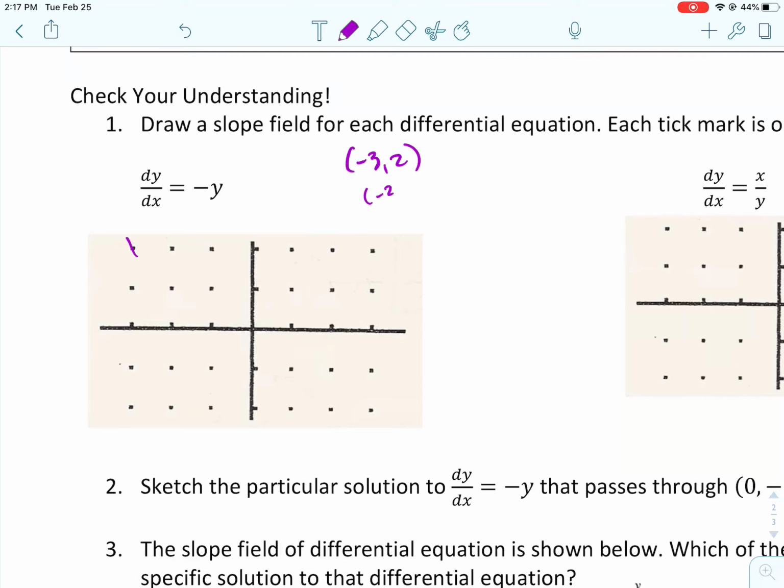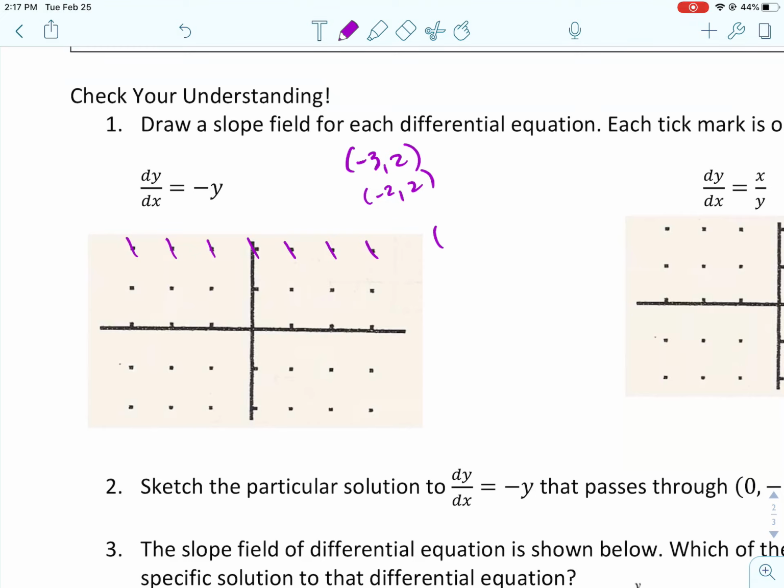Now as we go across, like if I go to negative 2, 2, the slope should be the same because we're just putting in the y. So as we go to the right, all of those slopes where y is 2 should be negative 2. As you do this, if you want to do a table like the last problem had, you can, but most of these you can kind of do in your head.